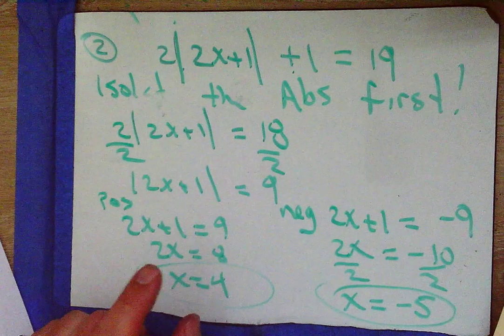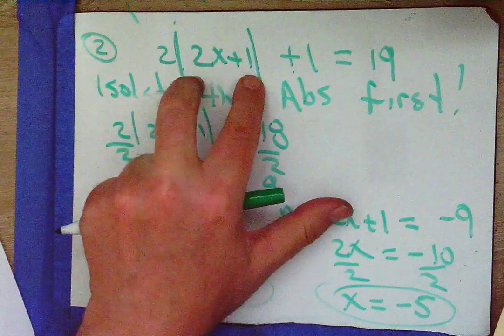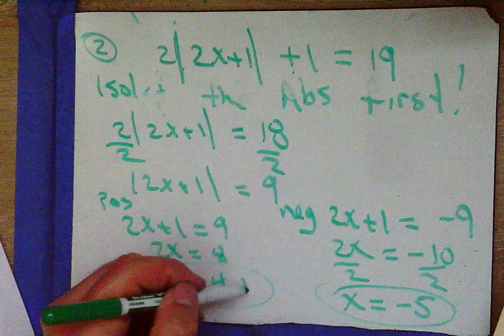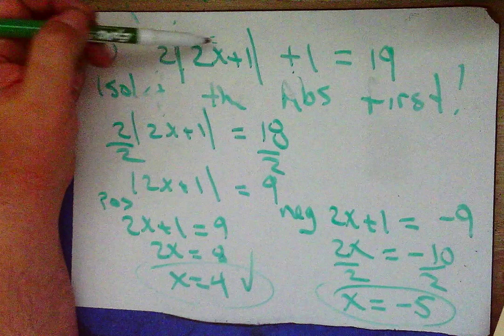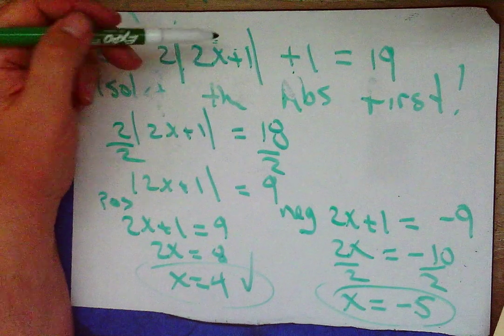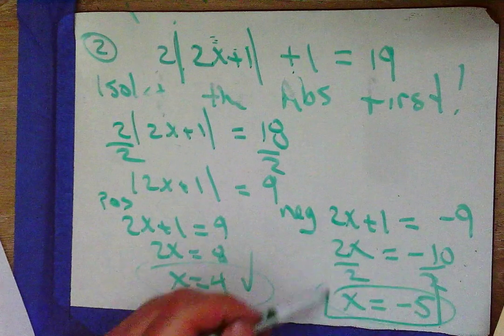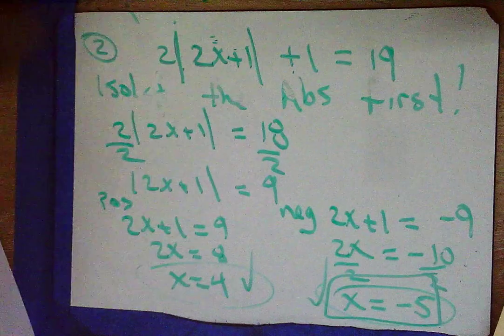But on a test, yeah, I actually probably would. So I'd have 8 plus 1 is 9. The absolute value of 9 is 9. 9 times 2 is 18. Plus 1 is 19. That works. What about a negative 5? 2 times negative 5 is negative 10, plus 1 is negative 9. The absolute value of negative 9 is 9. 9 times 2 is 18, plus 1 is 19, and that one works as well. So I've got two solutions there. All right.